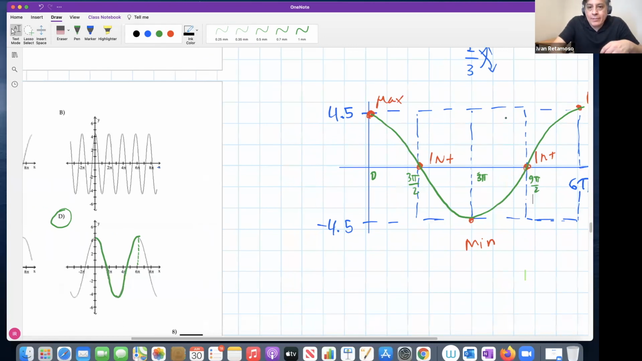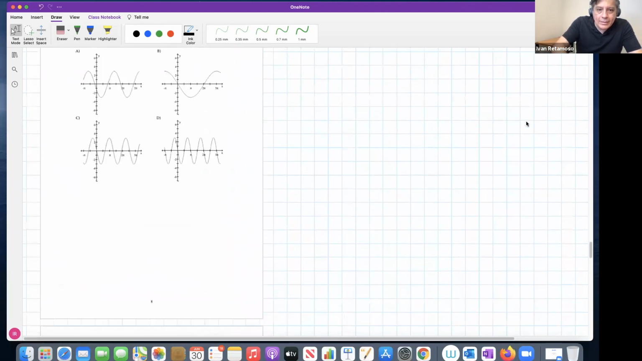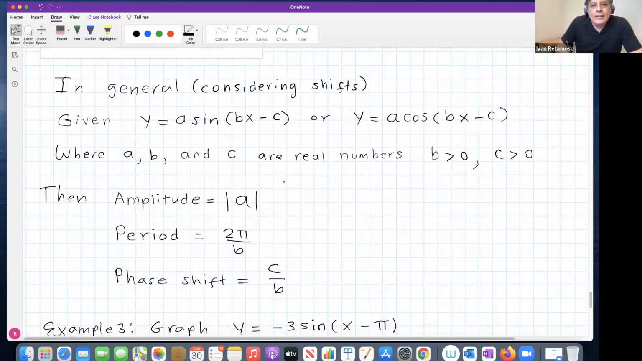All right, great. So now that we did this, let's talk about the most general case, and then we will talk about the tangent function. The most general case is this, considering shifts. Suppose they give you y equals a times sine of bx minus c, or y equals a times cosine of bx minus c. There are horizontal shifts involved, where a, b, and c are real numbers, b bigger than 0, and c also bigger than 0.